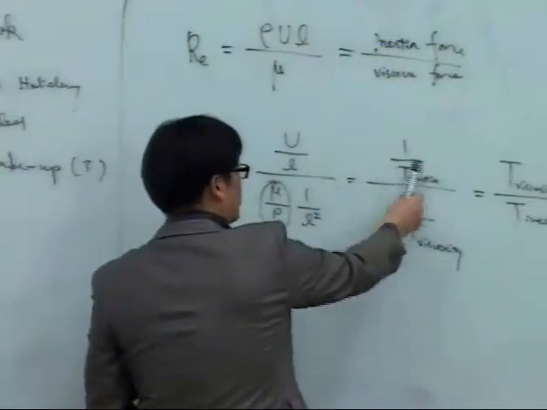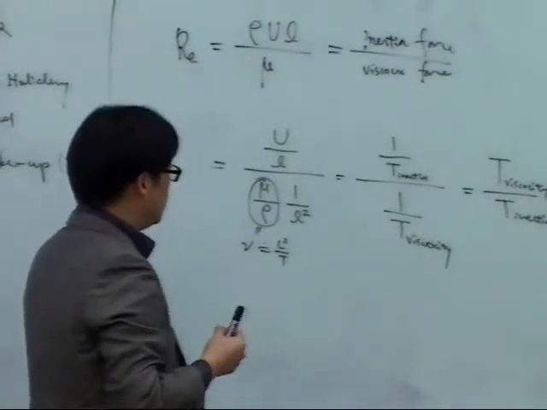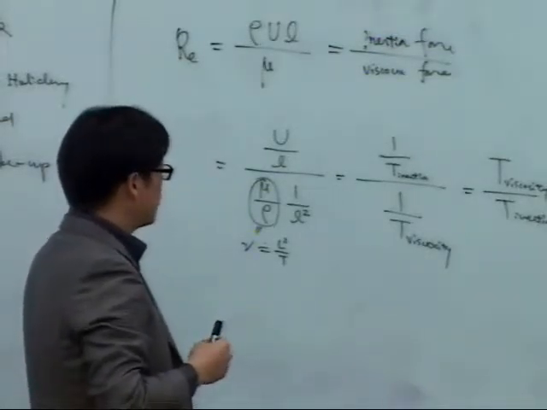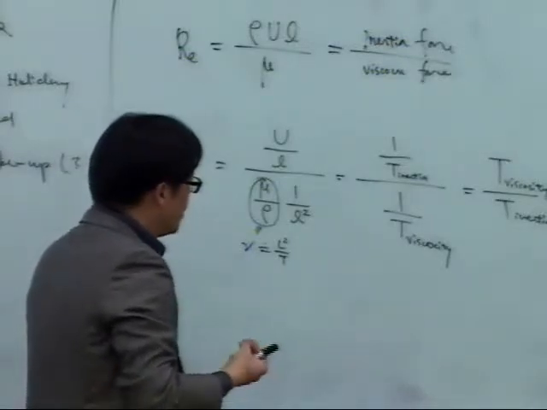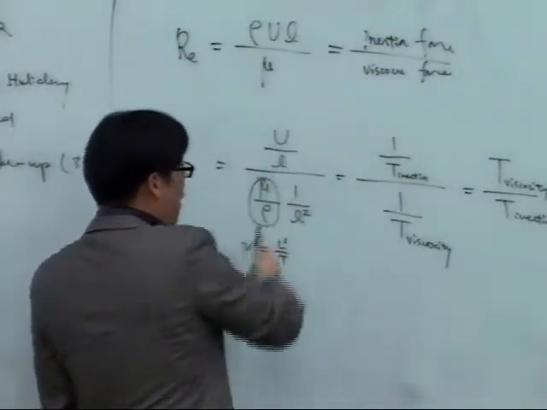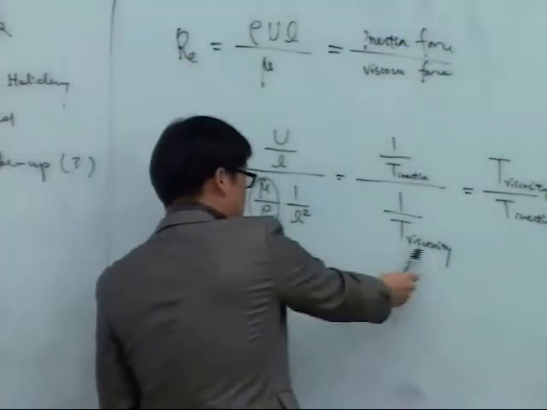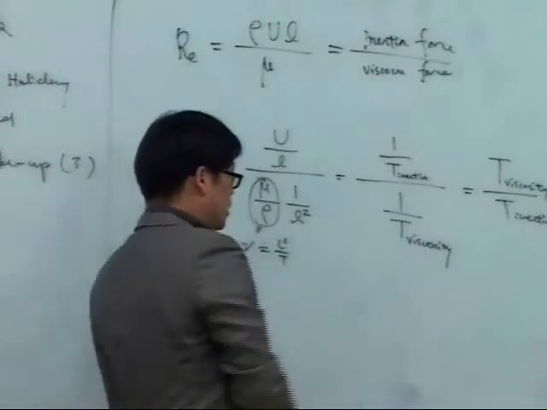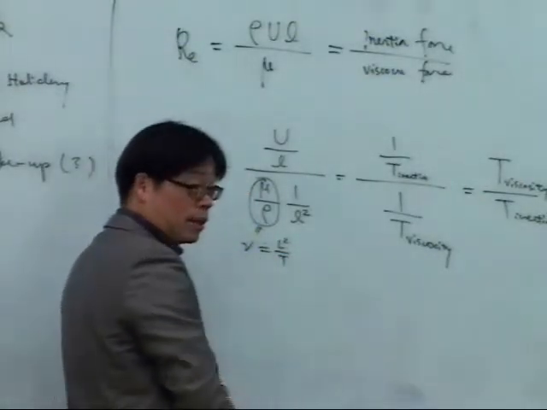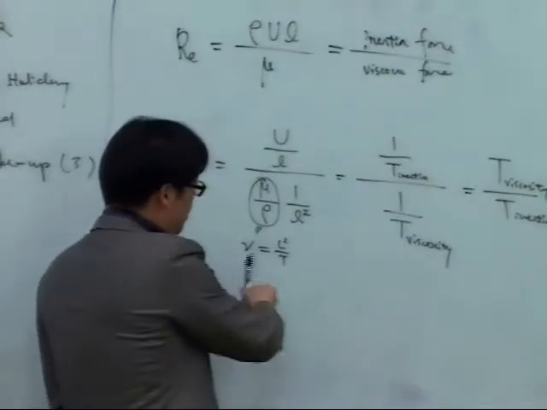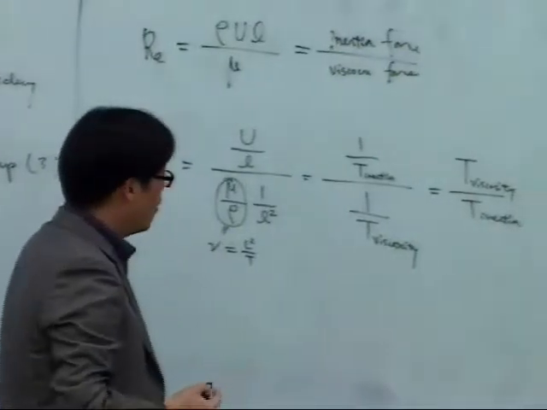This is a time associated with the movement of fluid particles, so that's why we call it T inertia. On the other hand, this T viscosity is a time scale associated with the kinematic viscosity, or dynamic viscosity, it doesn't matter. But anyway, this is a measure of the Reynolds number.